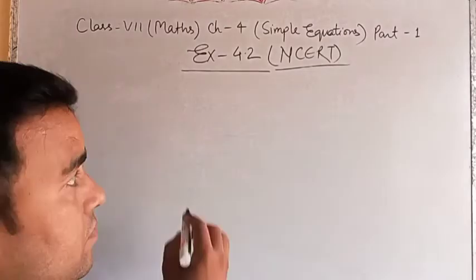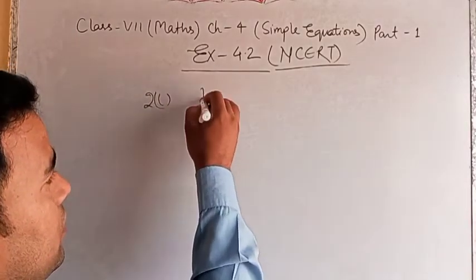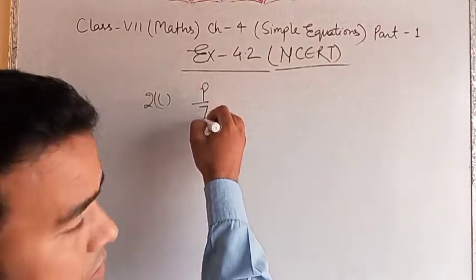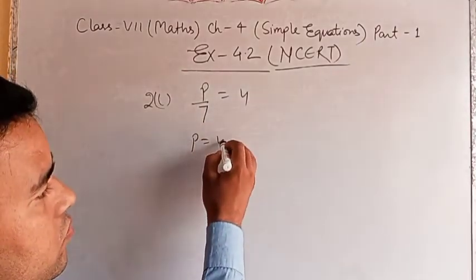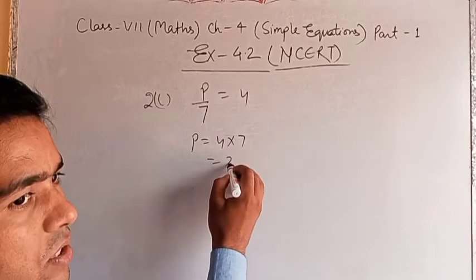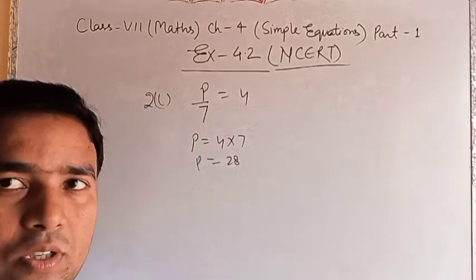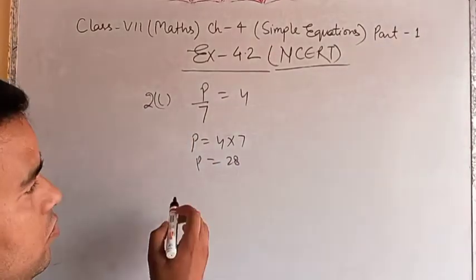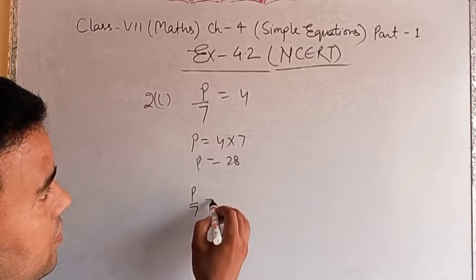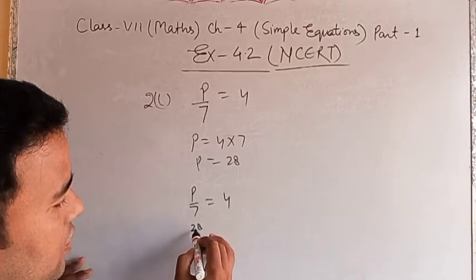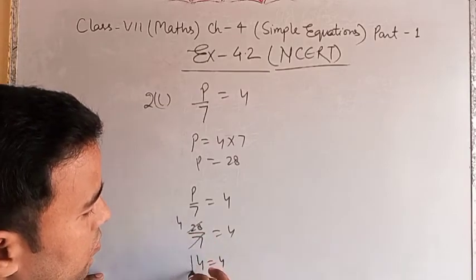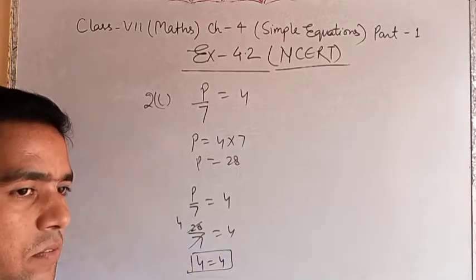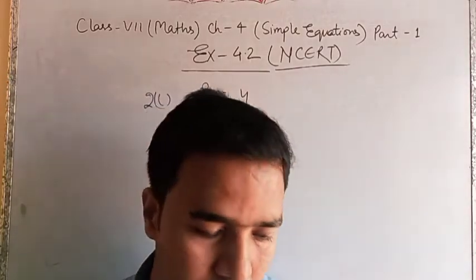C1. P by 7 equal to 4. Clear? P equal to 4 into 7, means 28. P equal to 28. P by 7 equal to 4 means 28 by 7, 7 fours are 28, equal to 4. Clear? Note down.